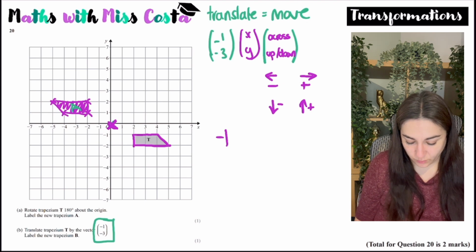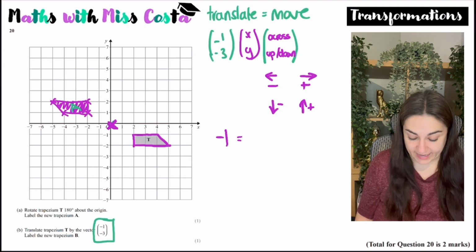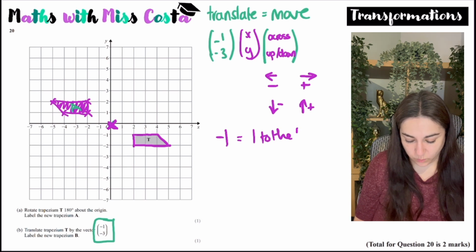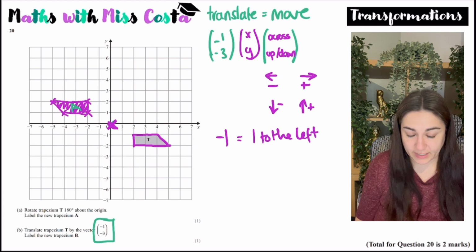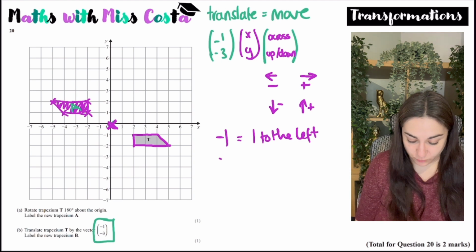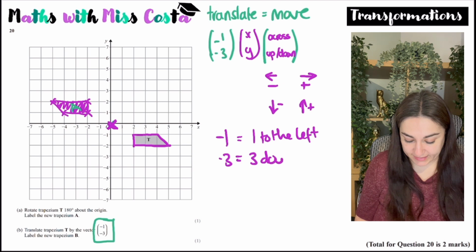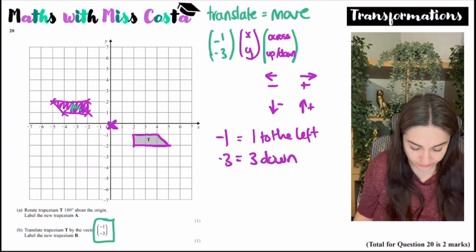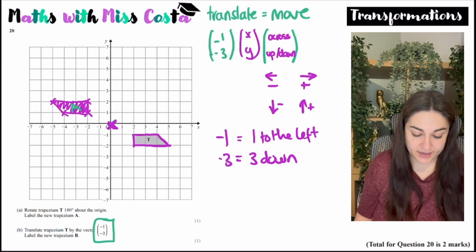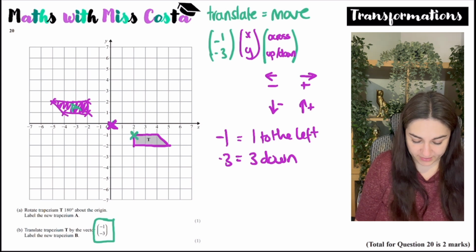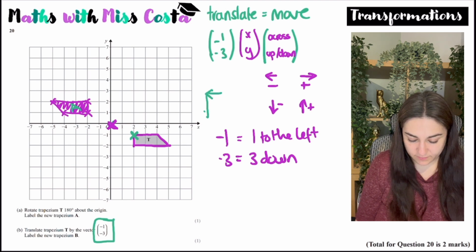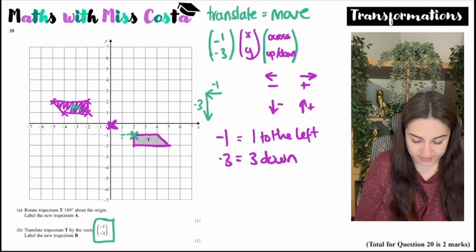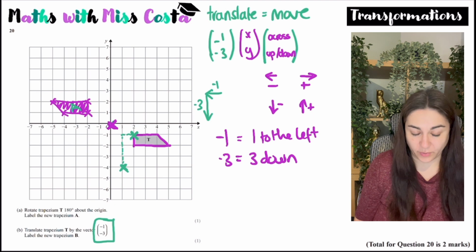So I've got -1 for my top x movement. So that means 1 to the left. So negative means I'm going to the left. And I've also got a -3. So that means 3 down. So what I do is I can pick any point of my trapezium. I can just pick this top point. I know I need to move, it's going -1 and then moving down 3. So across 1 and then down 3. So I go across 1 and down 3, and that is where my new point would be.